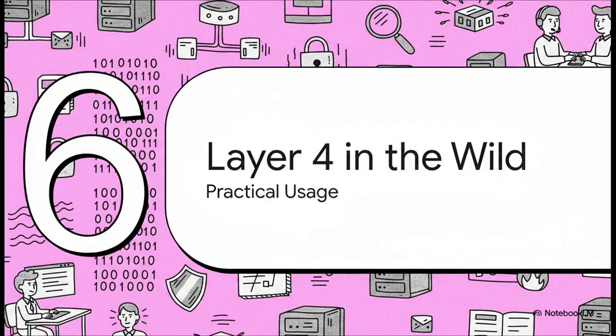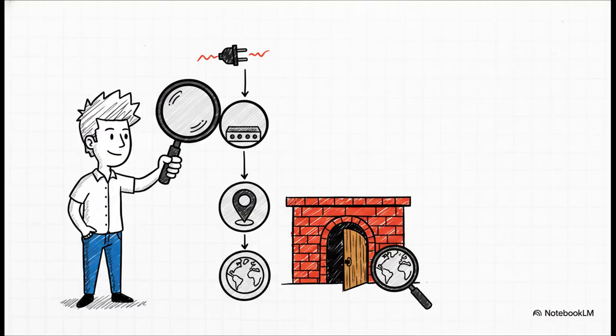Section 6, Layer 4 in the wild. Let's wrap this up by looking at how IT professionals actually use this knowledge in the real world. Let's say a user complains they can't access a critical website. A good network engineer or sysadmin is going to troubleshoot using the OSI model, layer by layer. First, Layer 1, is the physical cable actually plugged in? Layer 2 is the MAC address communicating with the local switch. Layer 3 is the IP address routing correctly.